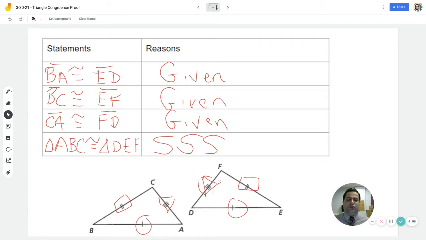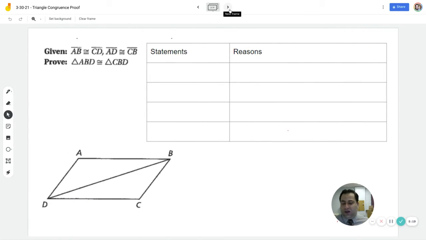So this goes to show you that you could be given all of the statements needed to prove congruency. So let's take a look at one of the ones that you can expect on the test. So in this problem here, we have a set of given directions, right? And it says that AB is congruent to CD. So AB is congruent to CD.